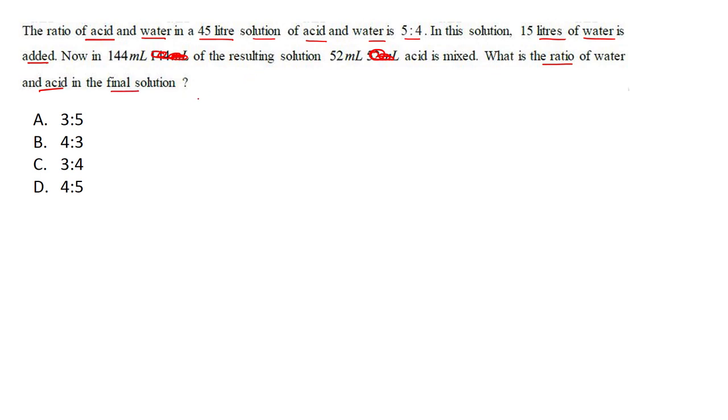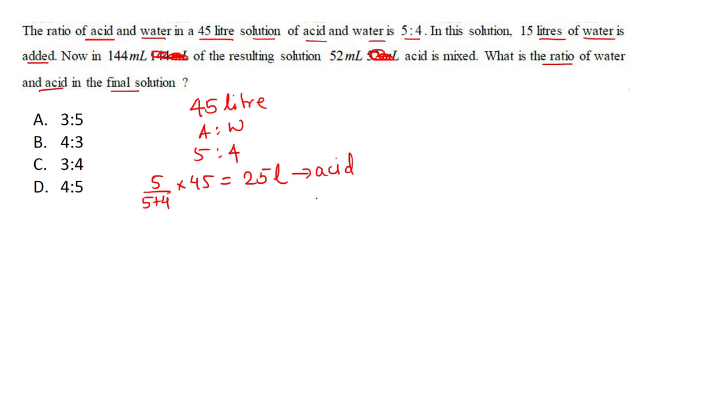Very easy question. Total solution is 45 liters. It has acid and water in the ratio 5:4. So how much acid is there? 5 upon 5 plus 4, into 45. That comes out to be 25 liters, because 5 plus 4 is 9, 45 by 9 is 5, 5 fives are 25 liters. This is the amount of acid.